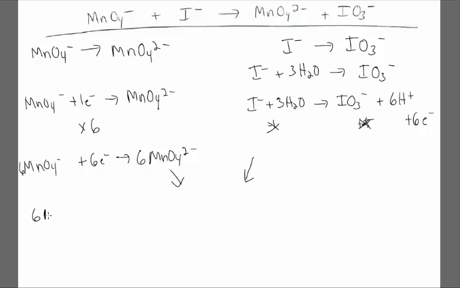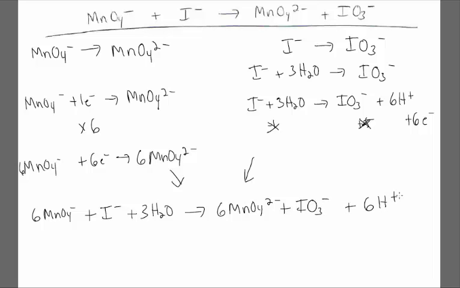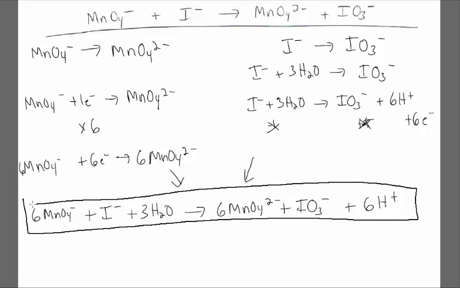And we get 6 MnO4 minus. I will leave the electrons out this time. There's all the reactants and the products. 6 MnO4 2 minus plus iodate plus 6H plus. And there is our balanced reaction.